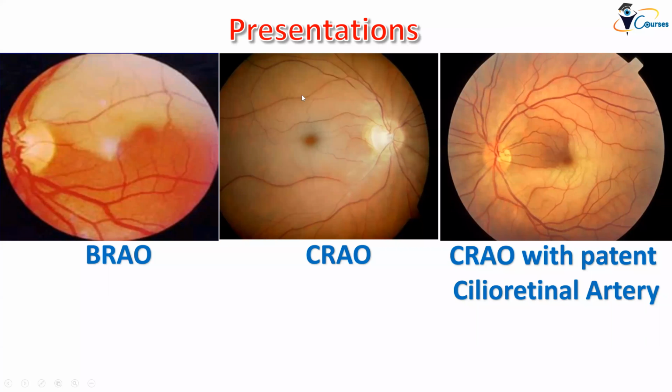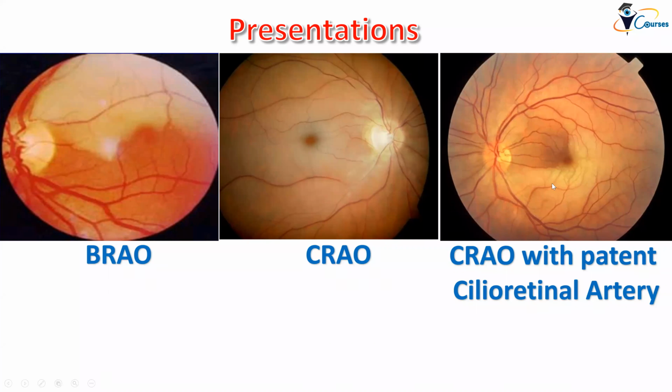So you see that the blood vessels are narrowed. You can see that the fovea appears reddish. The reddish fovea is due to the presence of the choroidal circulation. And this is what's called the cherry red spot.